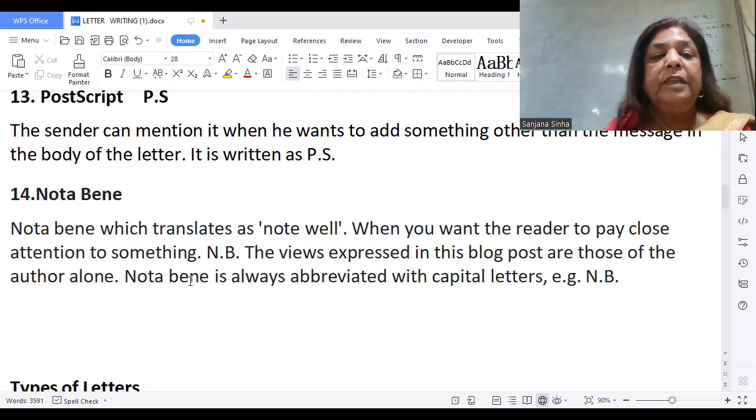So these were the 14 parts of a letter. I hope you have understood this, and then we'll talk more on the types of letters in the next session.